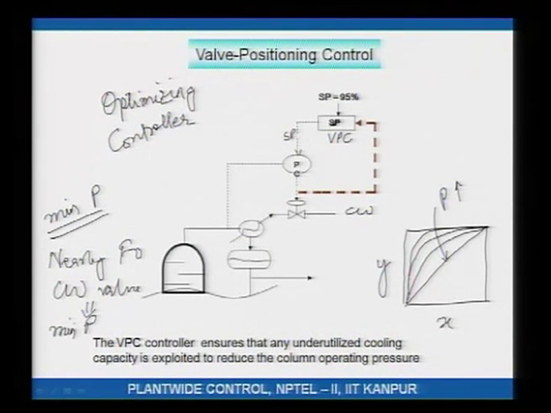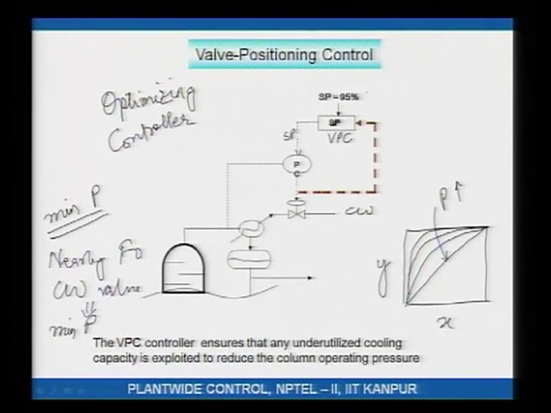Okay. All right. How is it then done? You measure the valve, the output of the pressure controller, which is the valve position. You compare it with the set point, since you want the valve position to be nearly fully open. Let us say the set point is 95%.